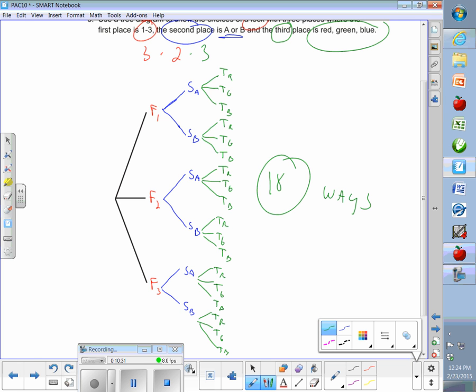Fundamental theorem of counting. Don't pack up. Do not pack up, please, Jack. You'll have to do some trees tonight, yes.